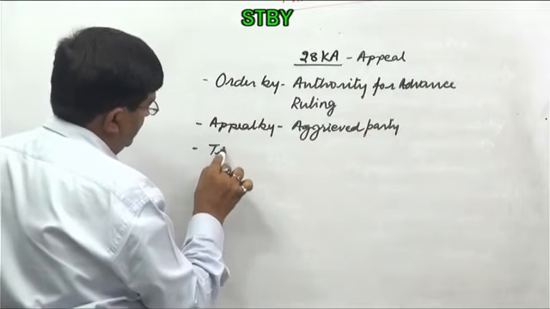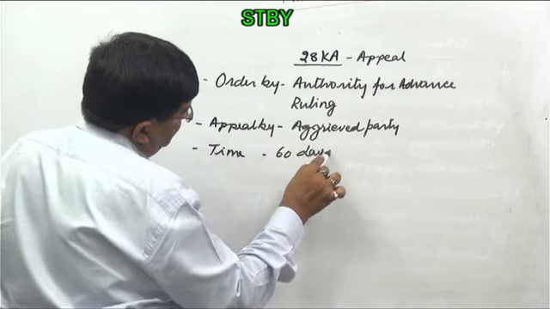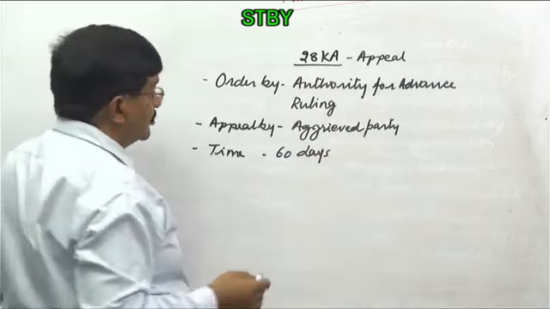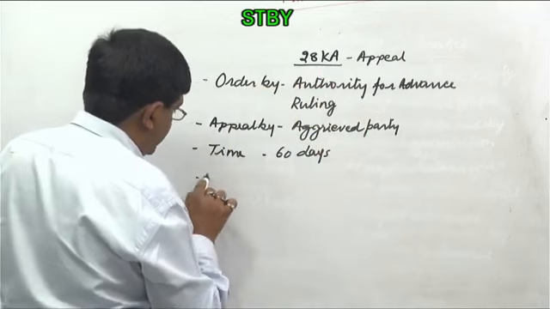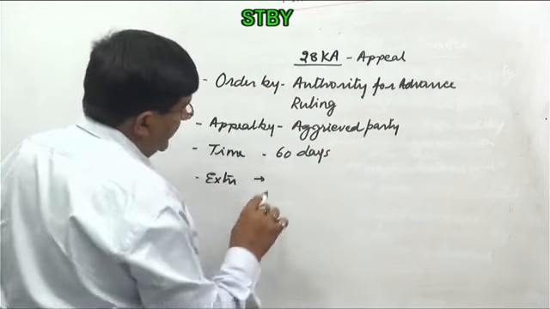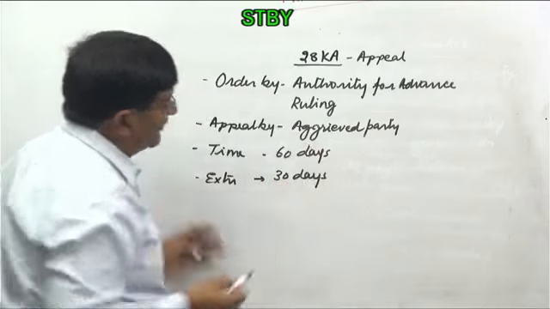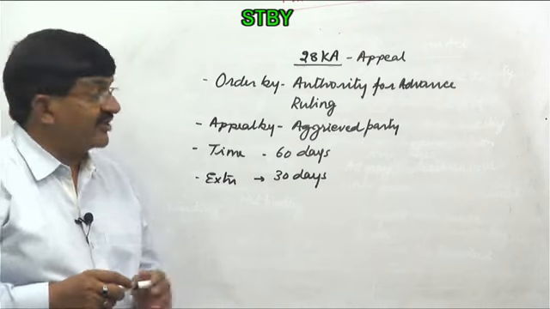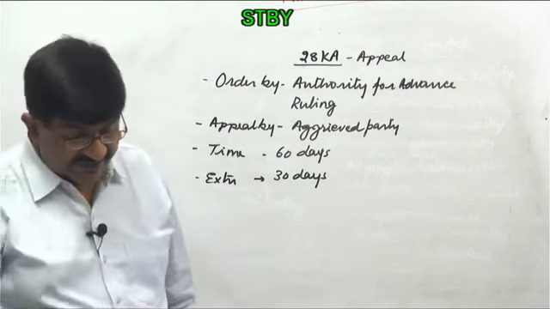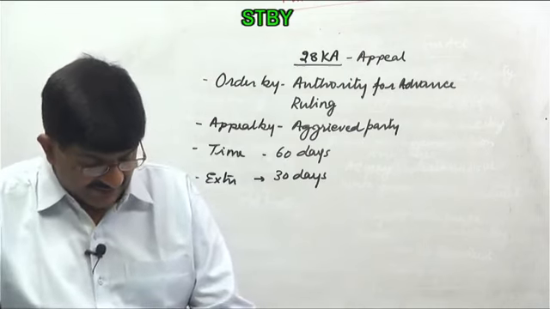Time: 60 days. So 60 days certainly from the date of the order of the authority. And extension. Extension is a discretion of the appellate authority, and this is 30 days. So on a reasonable cause being shown, the appellate authority may accept an appeal even after expiry of the 60 days, but within the next 30 days. Right? So this is final.